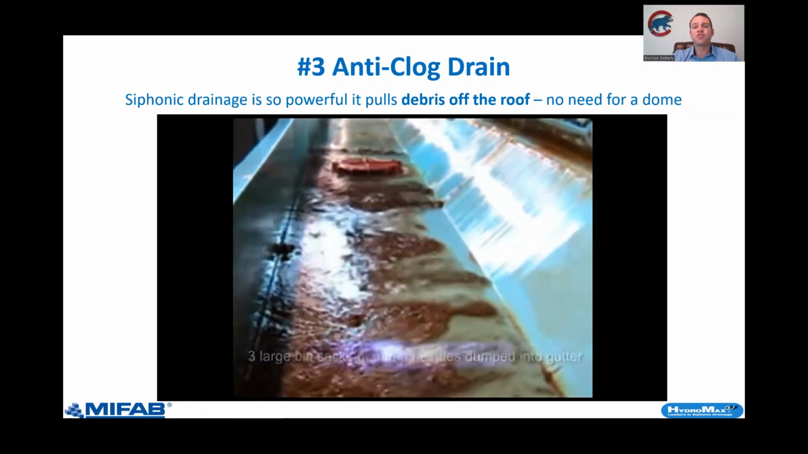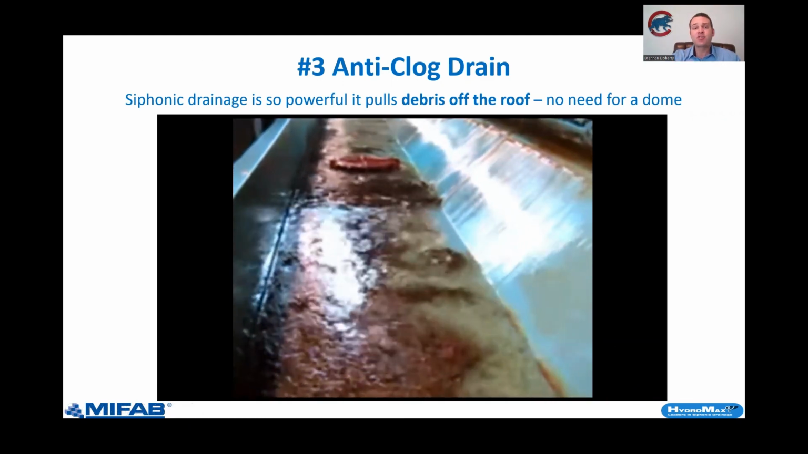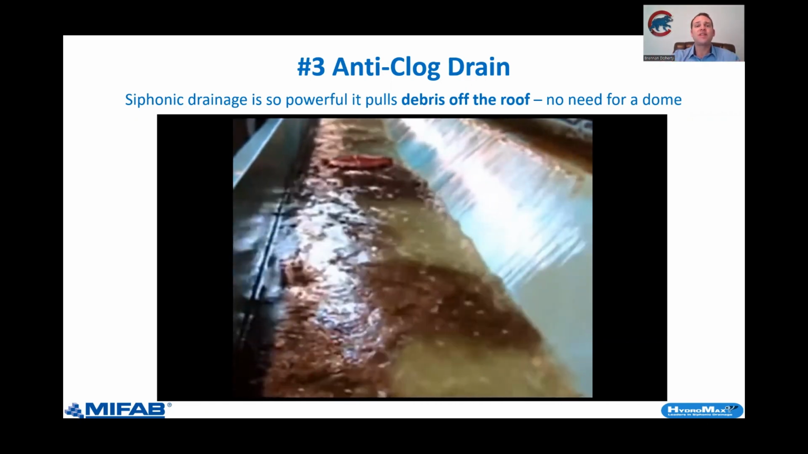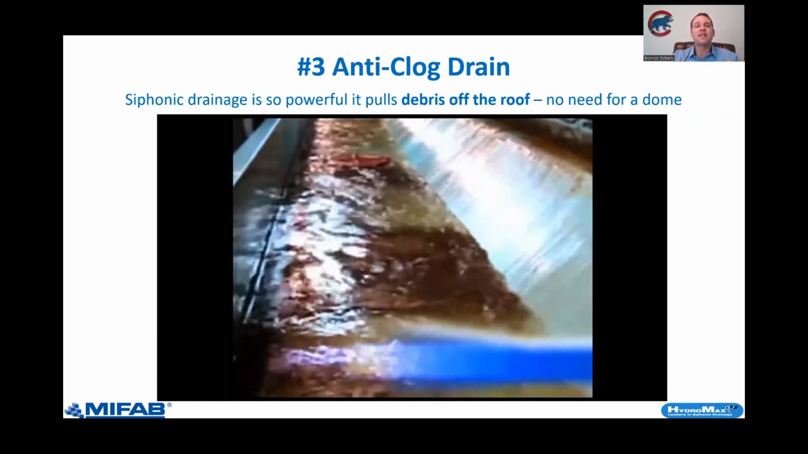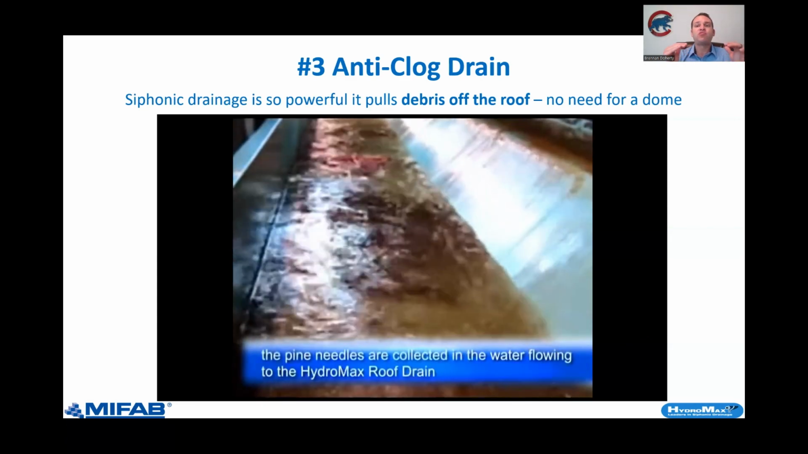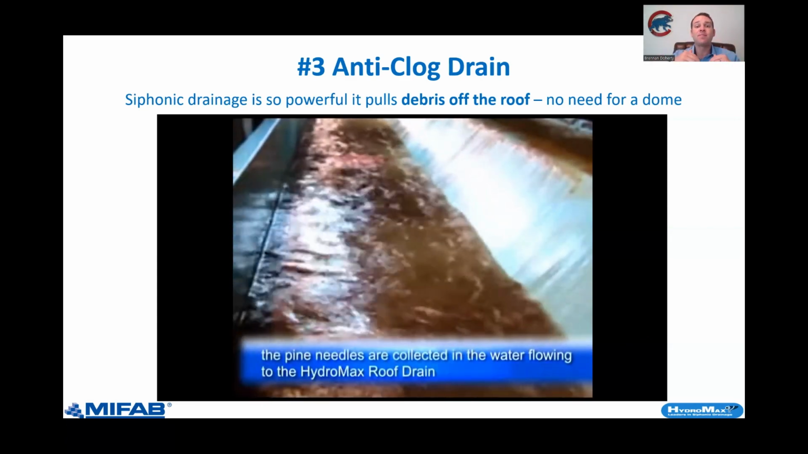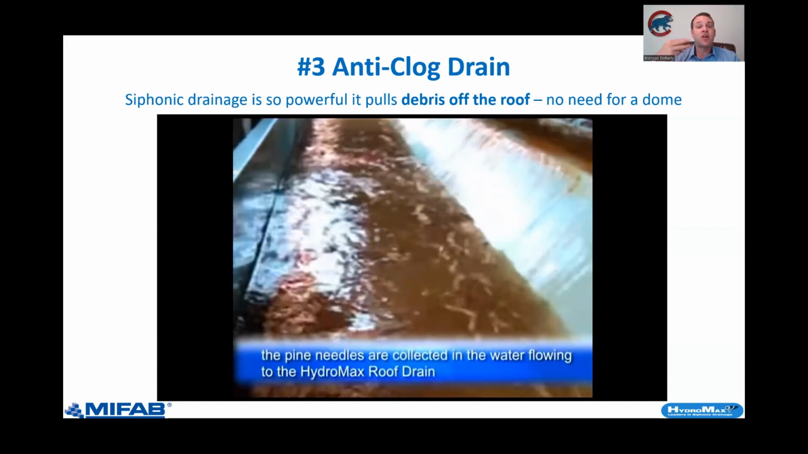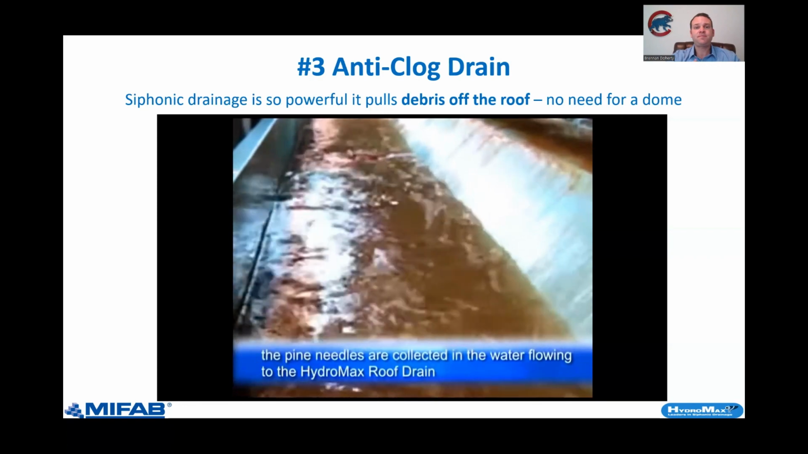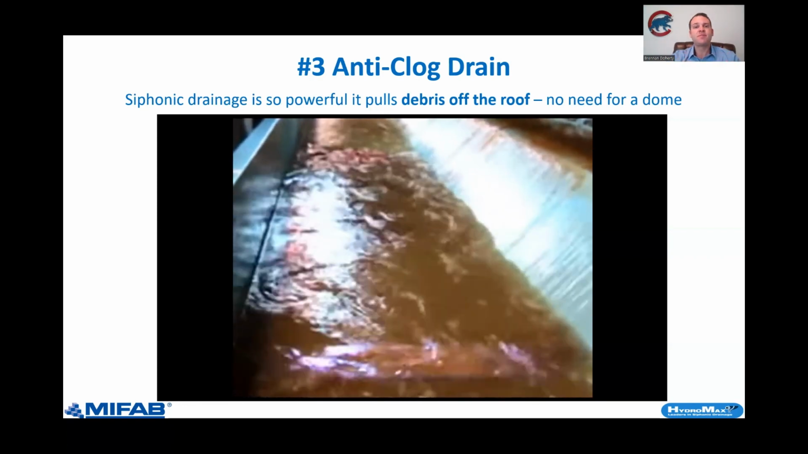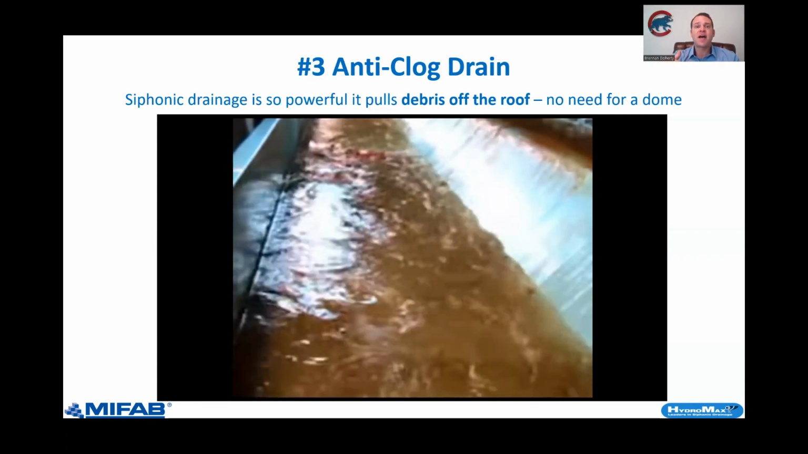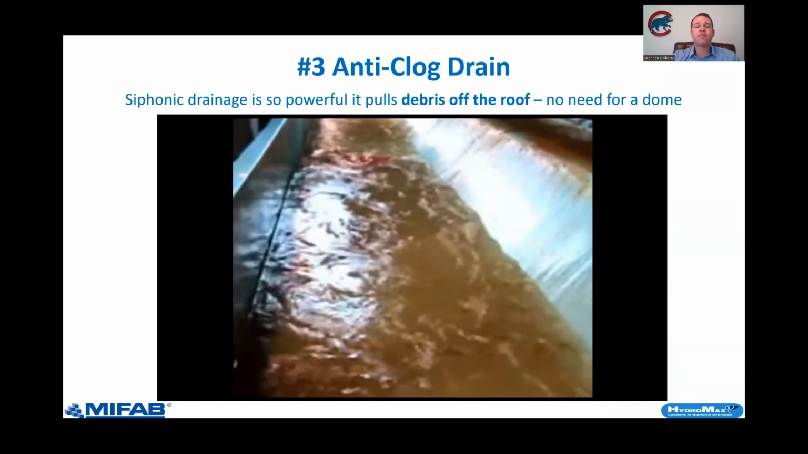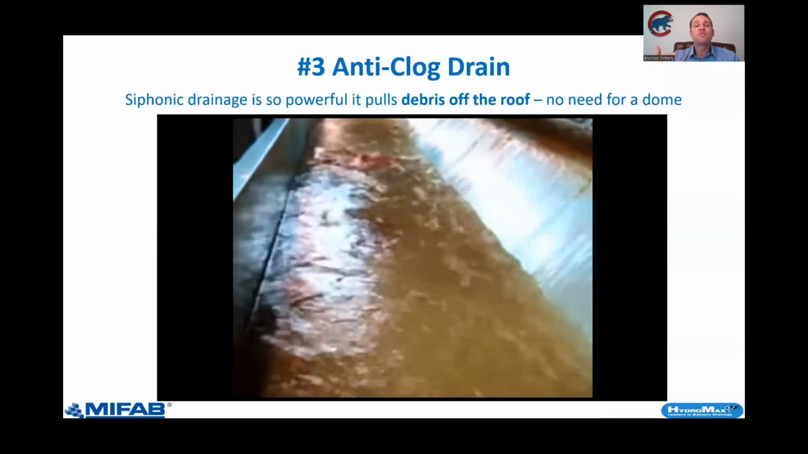What happens with traditional gravity is what we saw in our last pictures, and we know to be true. The leaf and debris ends up getting pulled towards that drain and collecting on the side of that dome, meaning that water level has to rise in order to overcome that leaf and debris to exit the system. So we start seeing our wet spots, our leaks, and ultimately our roof drain failures. With a siphonic system, you'll see here after about a minute's time, when this water level's gone back down, there's no more leaf or debris left on this roof. It is pulled clean through, almost like a shop vac.